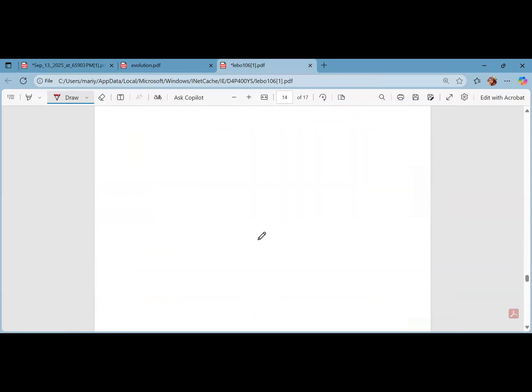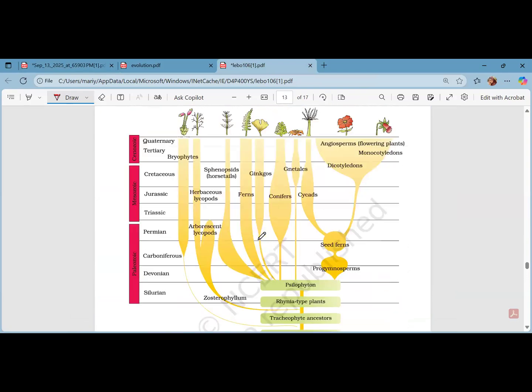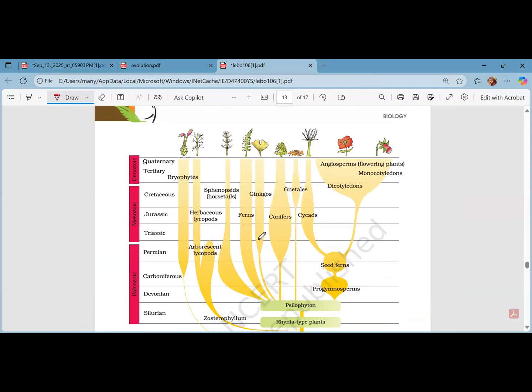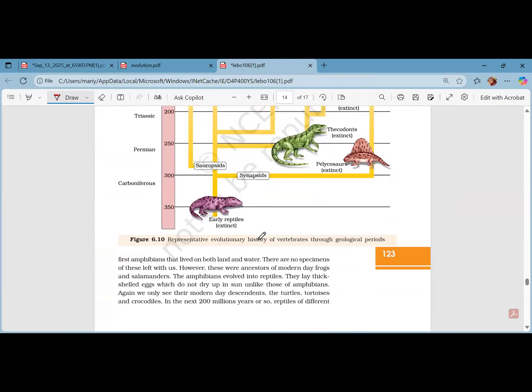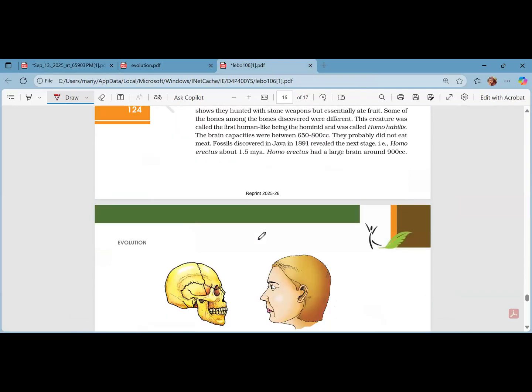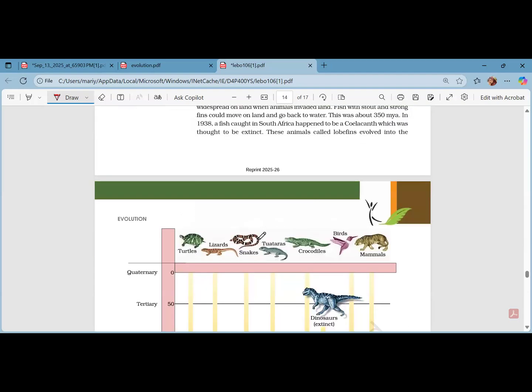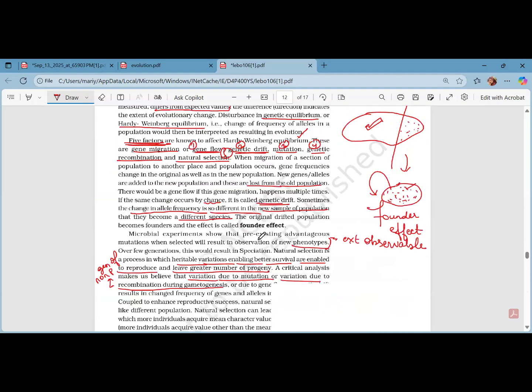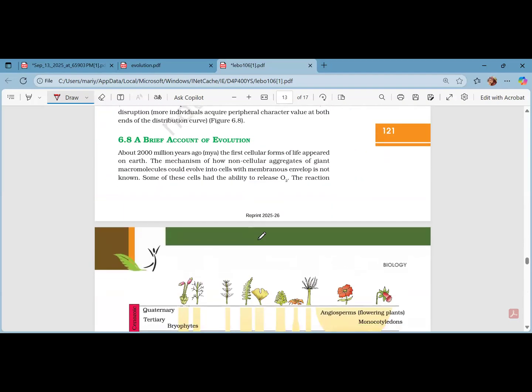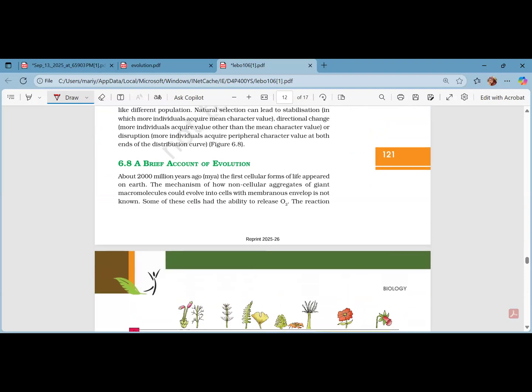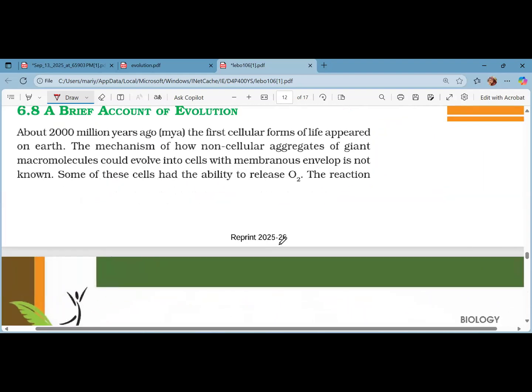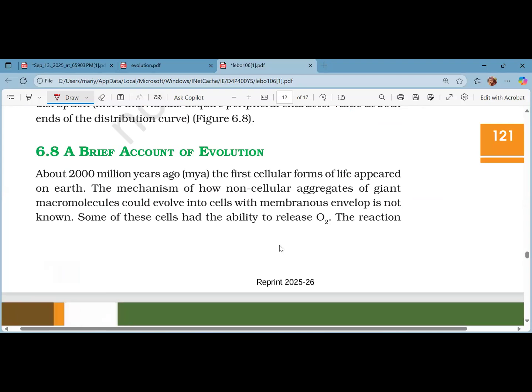Okay, now we have the evolution of various different organisms. Then we have the evolution of humans, and then this chapter will end. So first, we'll talk about the variation and how that is happening. About 2000 million years ago, the first cellular form of life appeared on Earth.